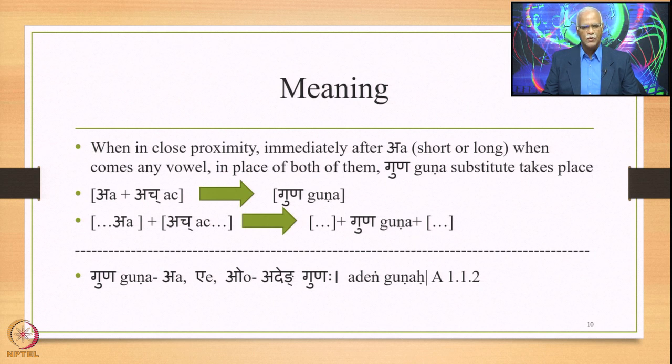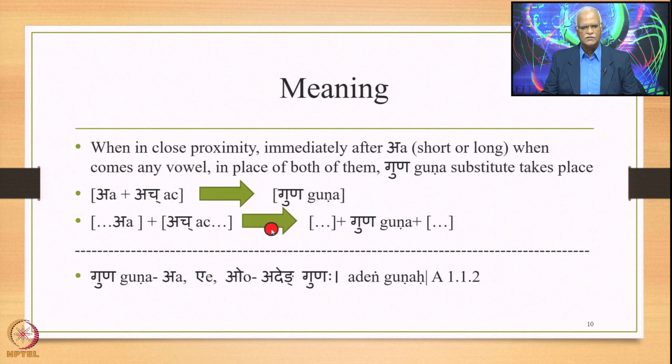To show it in the form of an equation, we can say that when you have a followed by ach, which means ach coming immediately after a, or a coming immediately before ach, in place of both of them, a and ach, comes guna as the substitute. Similarly, at the end of a pada comes a, and at the beginning of the next pada comes ach, and when both of these padas are in close proximity in the samhita mode, then in place of this a and this ach, the substitute guna takes place after the application of 6187.